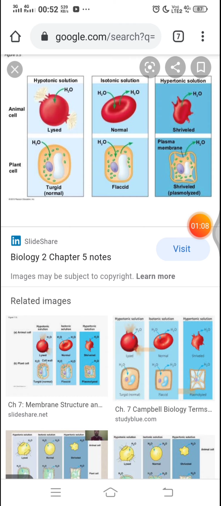And isotonic solution means the solute concentration is equal on both sides. An animal cell feels better in an isotonic solution. But if you keep a plant cell in that, it will become flaccid. Flaccid means not looking good, limp in nature. And if you keep it in a hypertonic solution, the cell will shrink, that means dry up, and finally it will burst. The same thing will happen inside the plant cell.